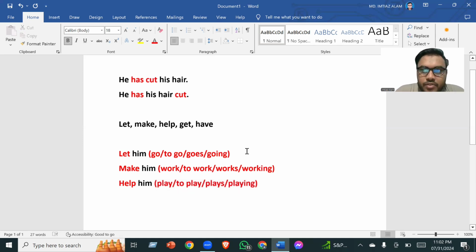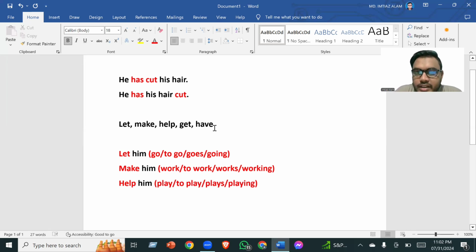You have to remember carefully that in causative structures, there will be two criteria. The first one is that the verb has to be in the group of causative. And which verbs are in the groups of causative? You can see these five types of verbs are basically in the causative groups: let, make, help, get, have. So this is the first criteria, that the verb has to be in the causative group.